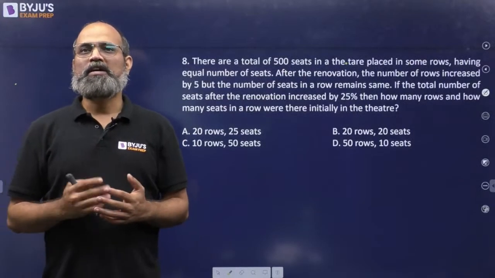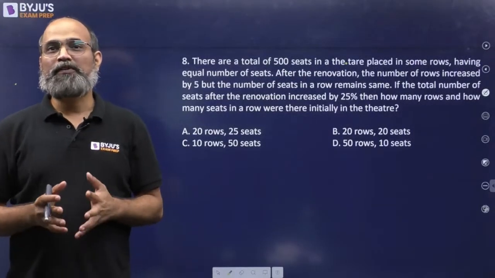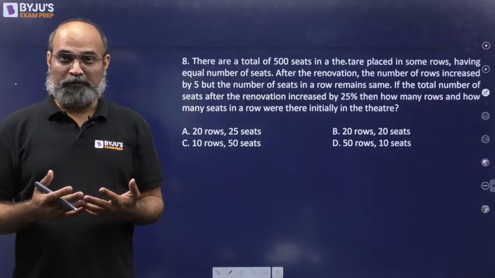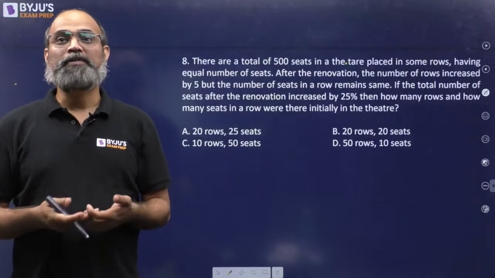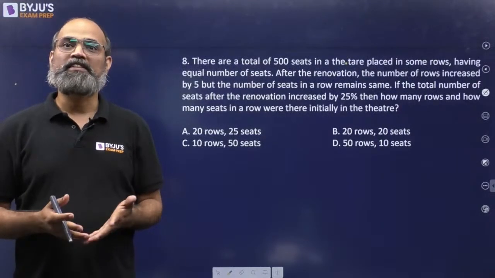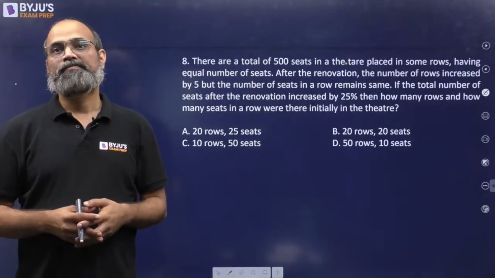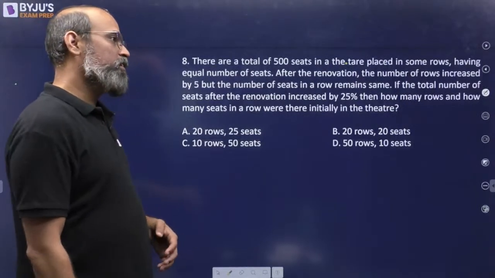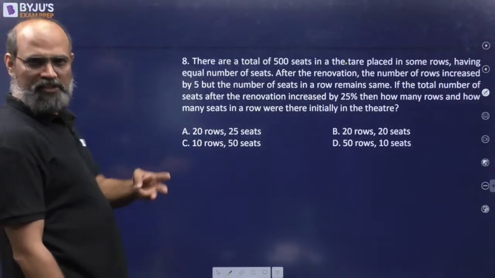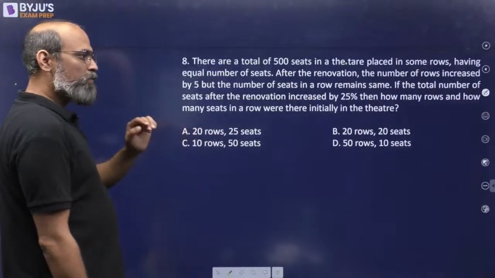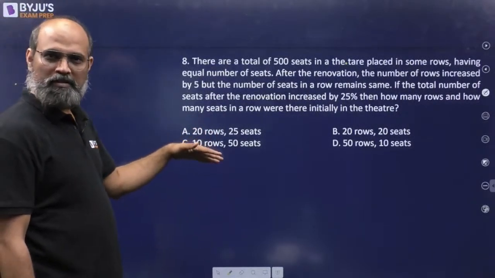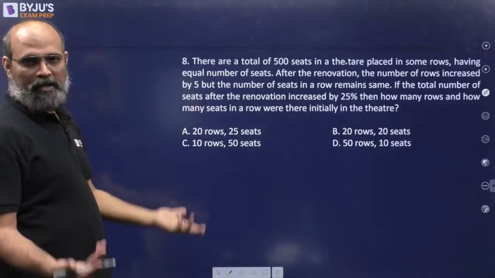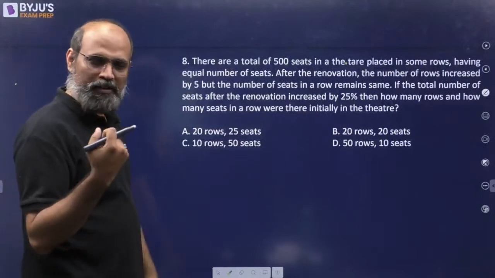After the renovation, the number of rows increased by 5, but the number of seats in a row remains same. If the total number of seats after the renovation increased by 25%, then how many rows and how many seats in a row were initially in the theater? Okay. So this can be solved in at least 3 different ways. The easiest one is of course going to be options. The second one is assuming a value and solving. थर्ड वाला हो गया इक्वेशन लिखना, मतलब वेरिएबल वगैरह यूज करना.